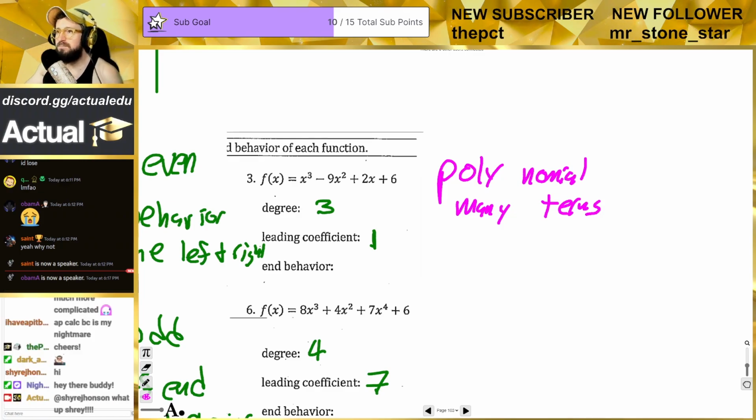Since the leading coefficient is 3. The degree is 3, right? So I would write what it is. It's odd. I would write whether it's an odd or even function. That's just a good thing to write. And then I think you can do it kind of like this. Just do left behavior, right behavior.